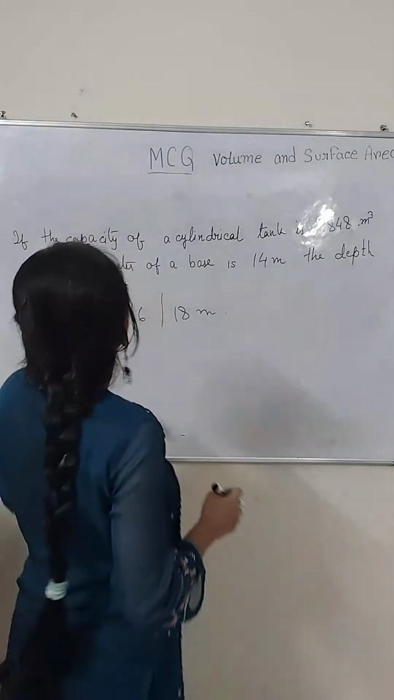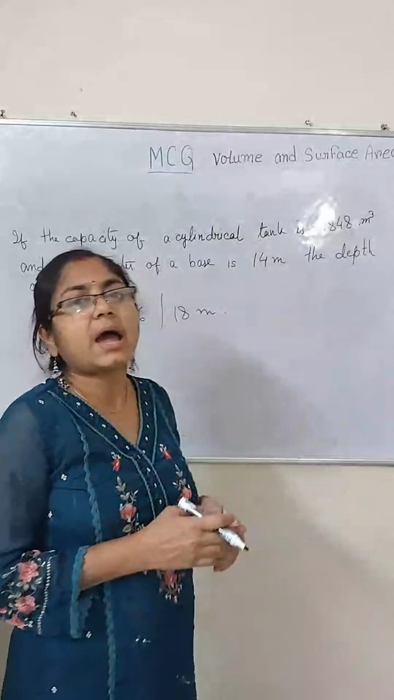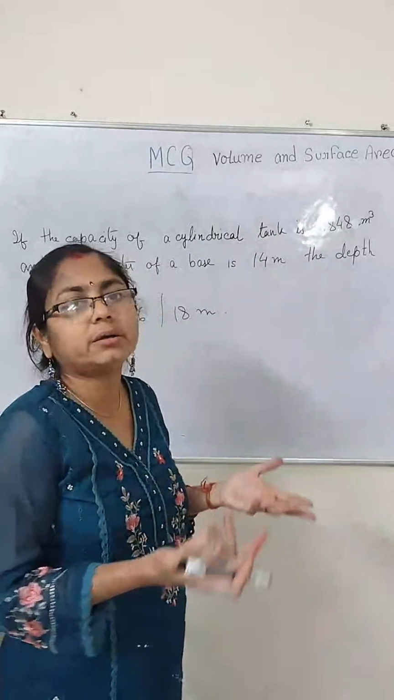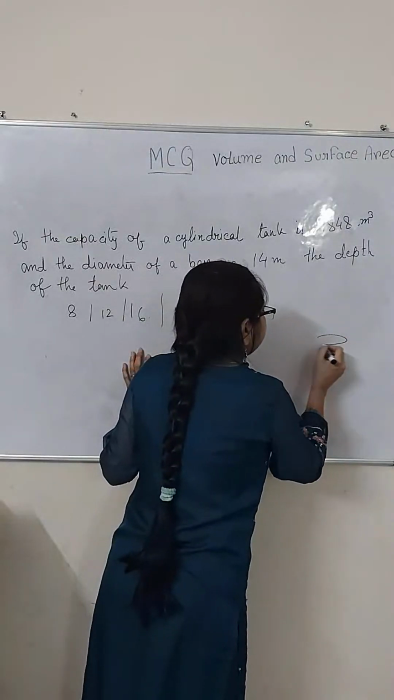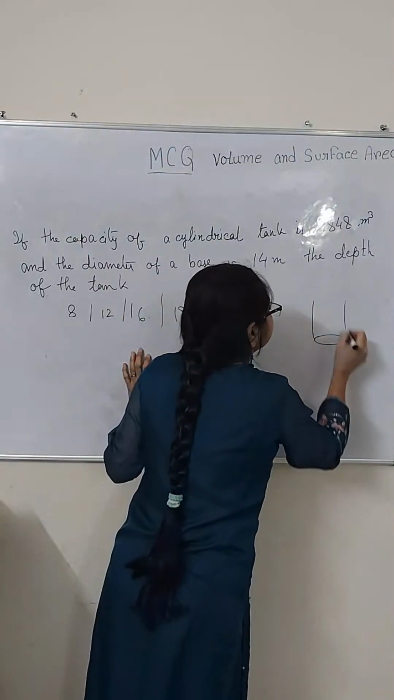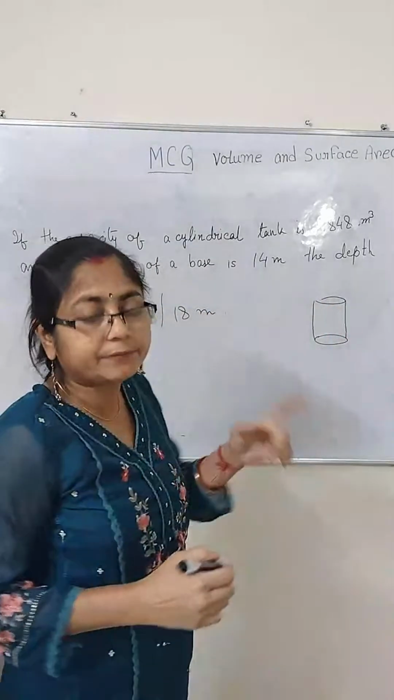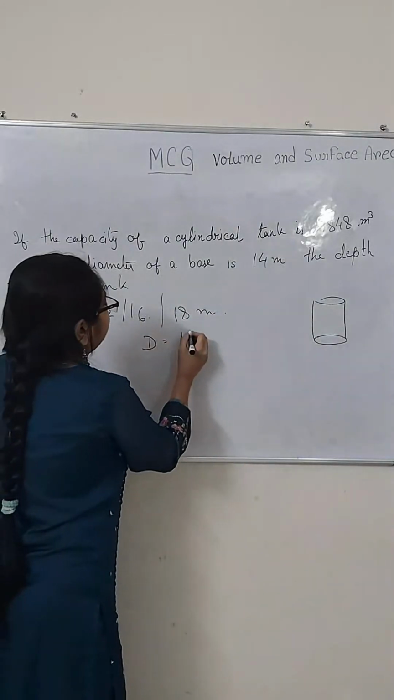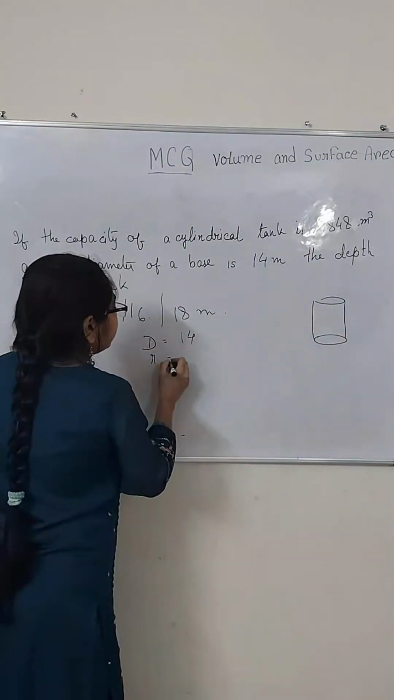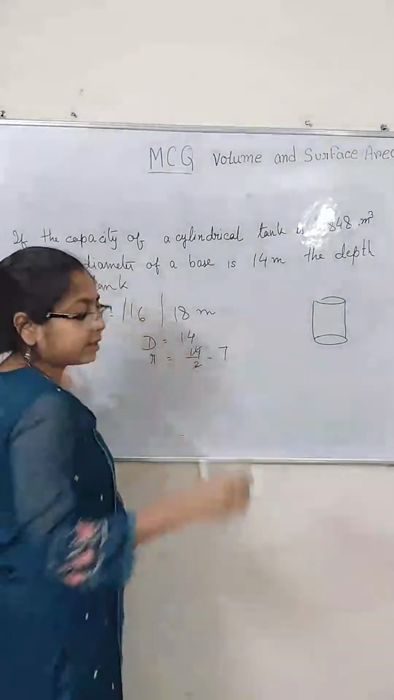Look, one thing, there is a diameter. Diameter means it is not a cuboid, it is another shape. Look, its shape is this one. Here the diameter is there. So first find out the radius. D equal to 14, R equal to 14 by 2, means 7. Clear?